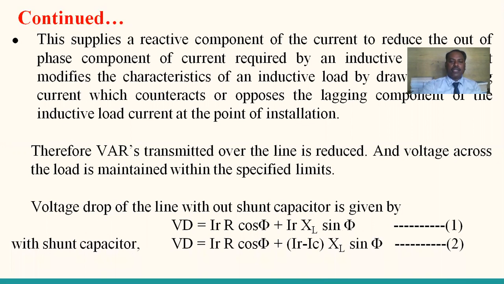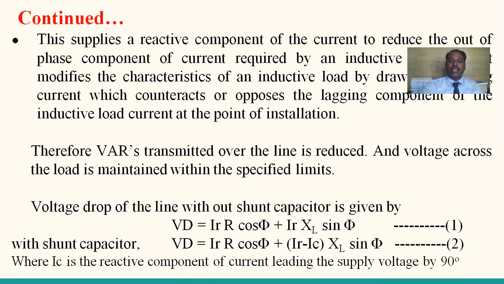With shunt capacitor, the same voltage drop can be changed as IR into R cos phi plus (IR minus IC) into XL sin phi. This is equation number 2, where IC is the reactive component of current leading the supply voltage by 90 degrees. Already I told that if it is a pure capacitor, the current leads the voltage by 90 degrees.